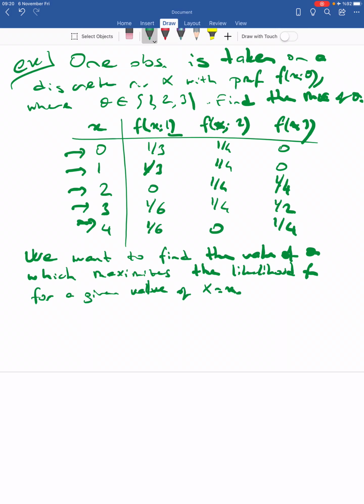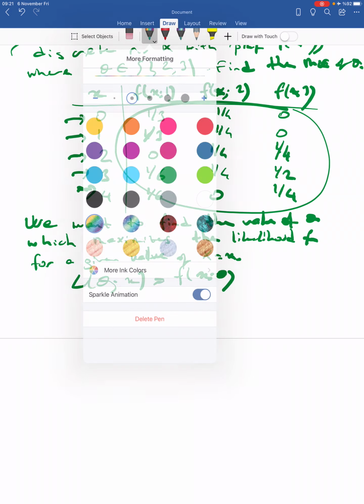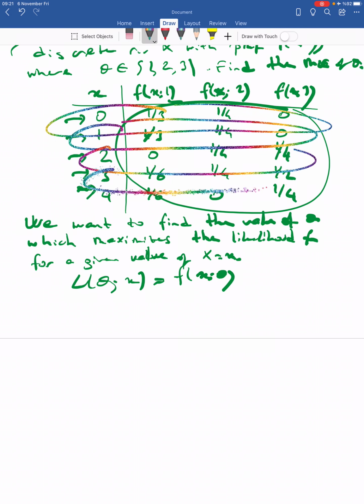So what is our likelihood function here? We have just one observation, so it is mathematically the same as the marginal distribution. Our likelihood function is this one, and we want to find for which theta it is maximized at each given x value. So we have to look at the function column by column. These are the observed values of the sample. For x equals 0, for which value of theta is the probability, the likelihood, maximum? We have to check that.